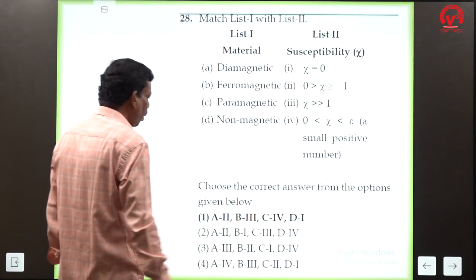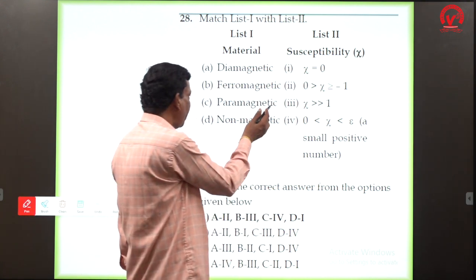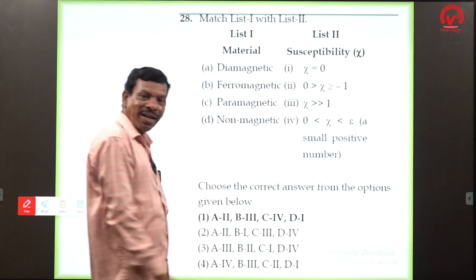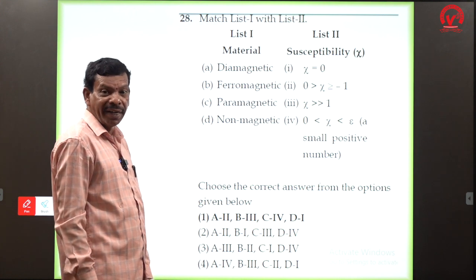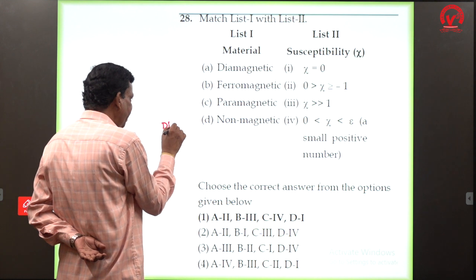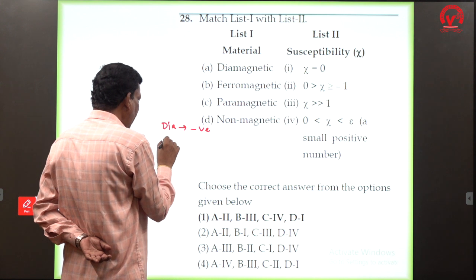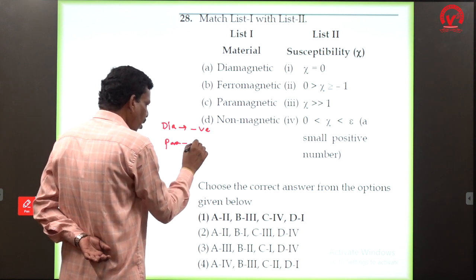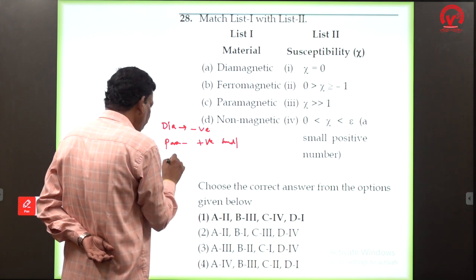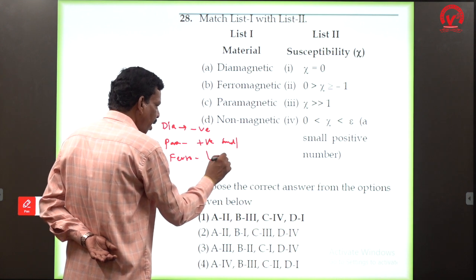Next, match the following. They have given list 1: diamagnetic, ferromagnetic, paramagnetic, non-magnetic. They ask what chi is. Magnetic susceptibility. Magnetic susceptibility for diamagnetic is negative. Paramagnetic is positive, small. Ferromagnetic is large and positive.